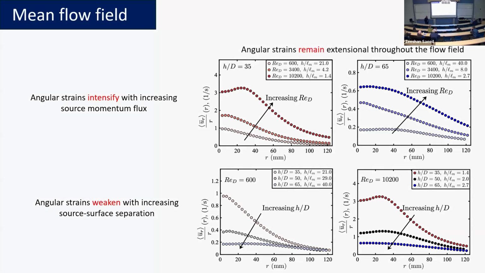And the distinct point over here is that the angular strains remain positive. The radial strains may become extensional and compressive, but the angular strains are positive because the flow is always moving radially outwards. So the radial coordinate cannot be zero, and the mean velocities are always larger than zero for a strongly upwelling flow.